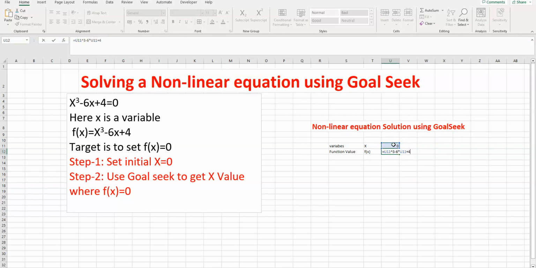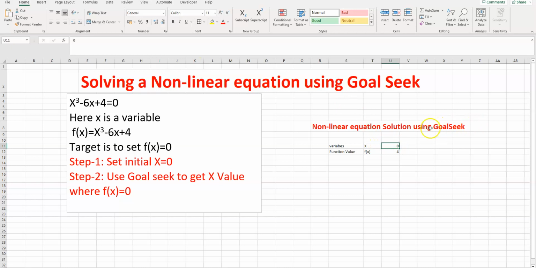Now I will get that. So now I am going to use goal-seek. Again, step 1, set the variable x equal to 0. Using that x value of 0, we are going to calculate f(x). So f(x), that is the formula here, x cubed minus 6x plus 4. Using that formula we are getting the value of f(x). Now I am going to use goal-seek.